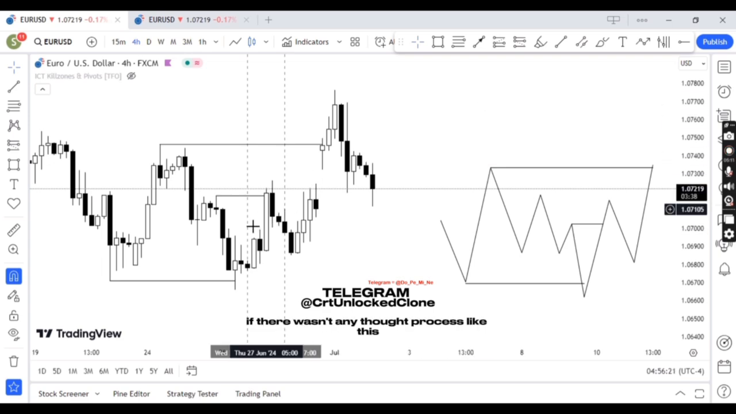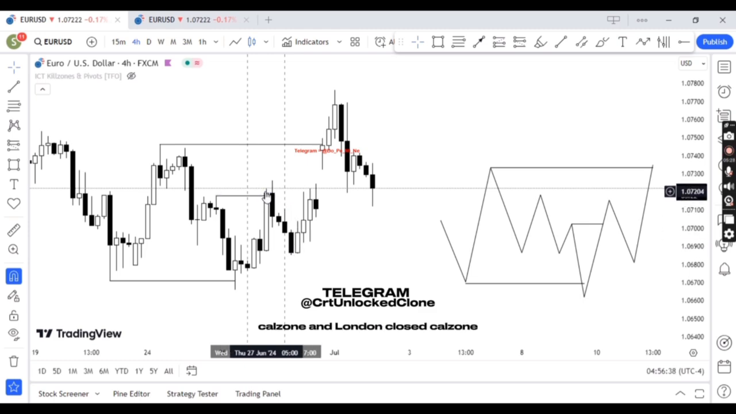Now obviously if there wasn't any thought process like this, then we wouldn't have expected anything as such, but right here we've got a proper reason as to why price should retrace before moving higher, and for that we matched it with the daily intraday time of New York kill zone and London close kill zone, right?